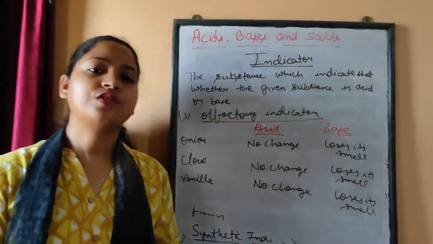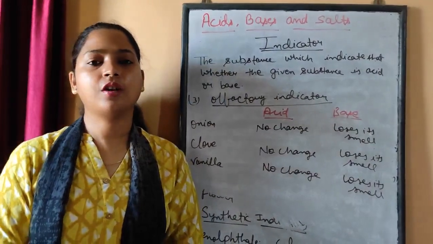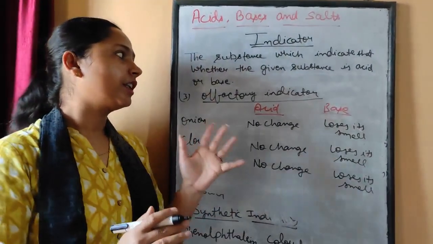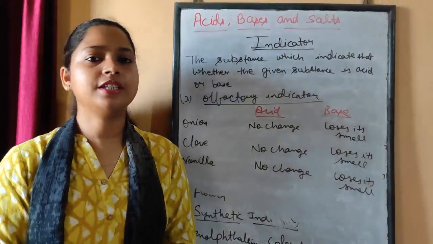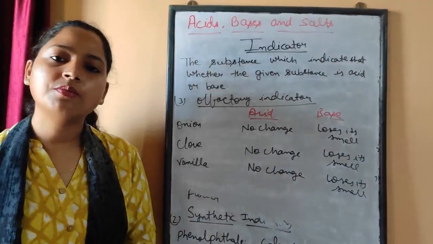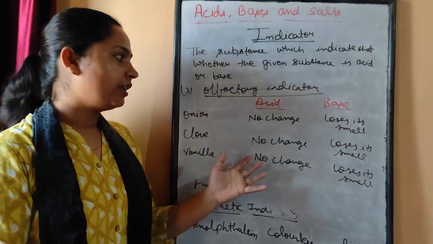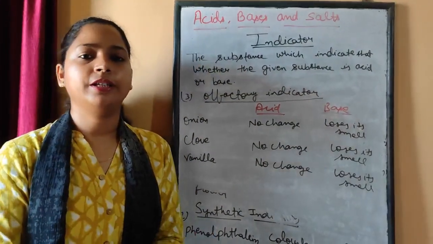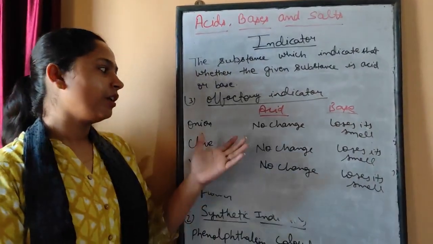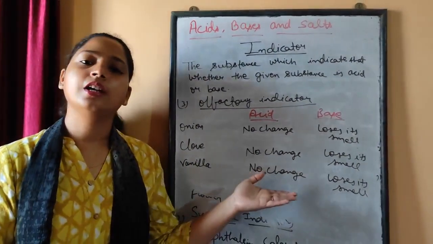So on the basis of change in smell, we can have another category of the indicator that is called olfactory indicators. So indicators are those substances which help us to identify whether the given substance is acid or base. We are having three types of indicator: natural, synthetic and olfactory. Some are there which change the color, on the basis of that we can identify the acid or base, and some are there which on the basis of smell we can identify whether the given substance is acid or base.